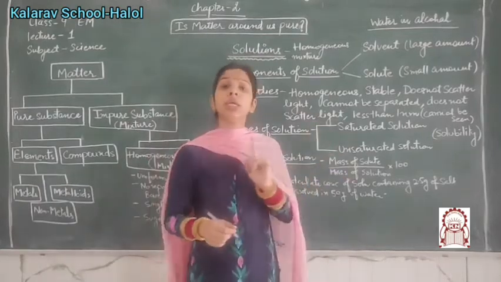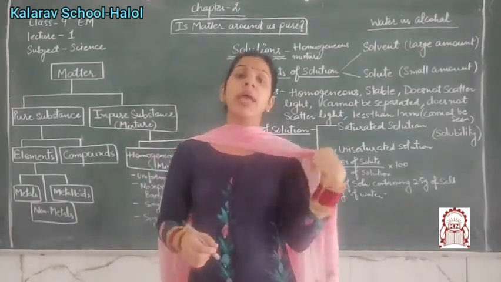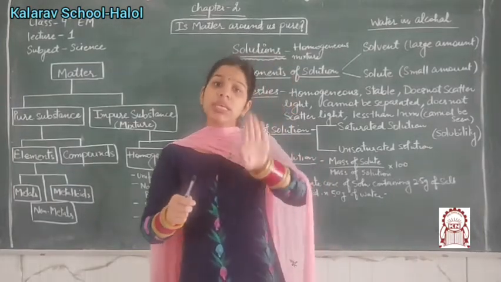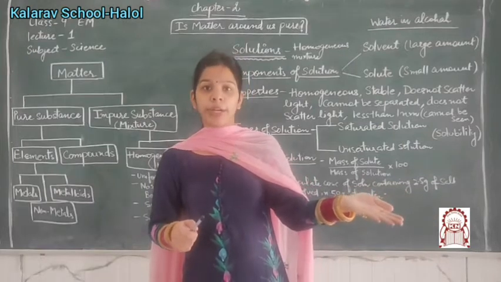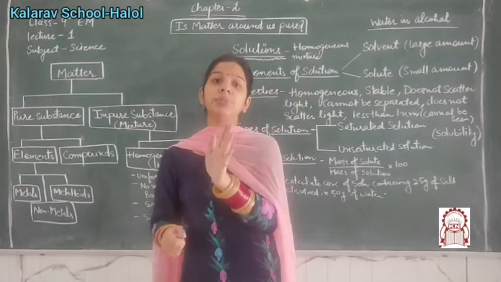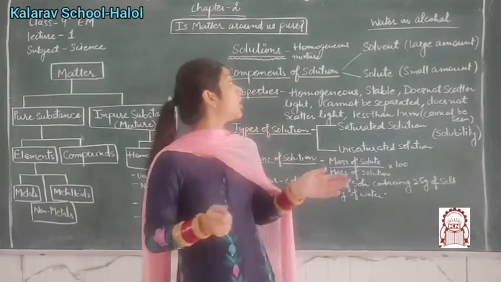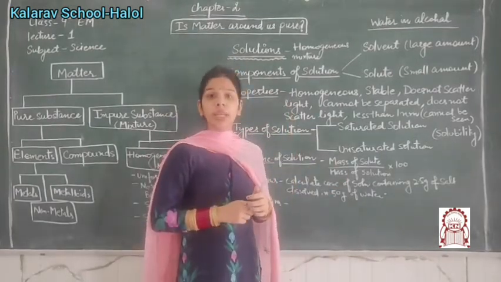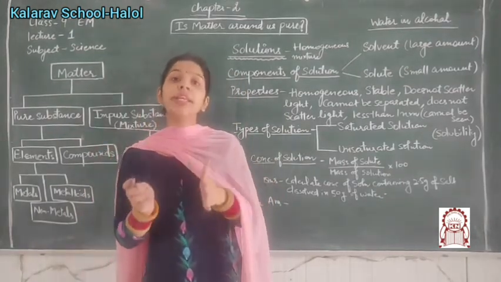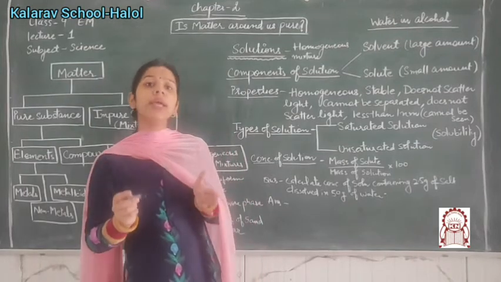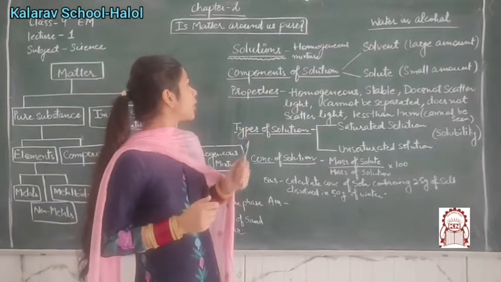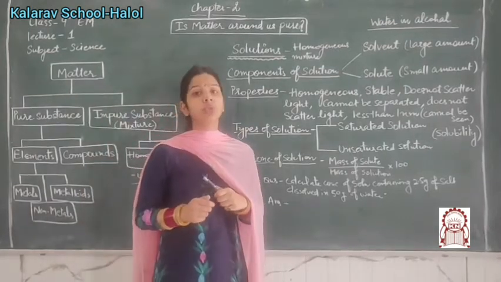On the other hand, the solute is the component of the solution which is present in lesser amount, or which is to be dissolved in the other component. That's why solute is present in small amount and solvent is present in large amount in solutions. For example, alcohol in water. When we dissolve alcohol in water, alcohol is present in small amount. That's why alcohol is the solute and water is the solvent. Next is the properties of solution.